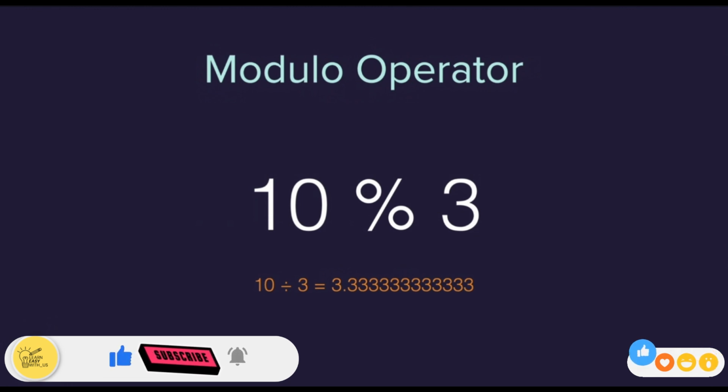If 10 divided by 3 is 3.33333 recurring, because 10 does not divide cleanly into 3, what do you think would be the result of 10 modulo 3 on a computer? Pause and have a think about it.